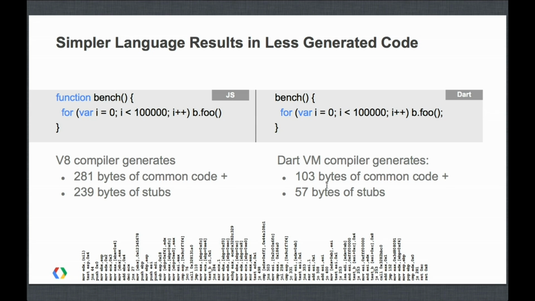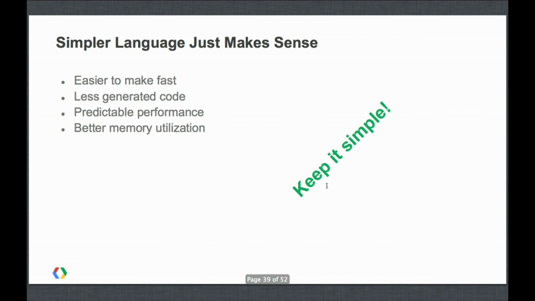On the Dart side, it's somewhat simpler. You can see the optimized code here. It's much smaller. In fact, it's only a third of the V8 code being generated. So the simple semantics in the programming language just make sense, right? It's much easier to make fast. Optimizing a little bit of code is much easier than optimizing a big piece of code.